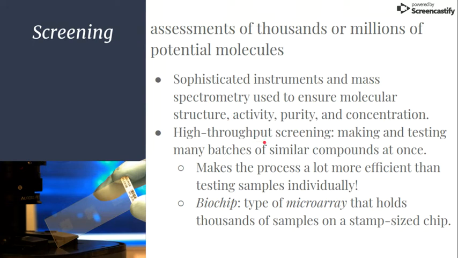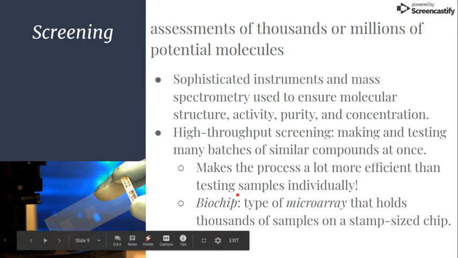High throughput screening, making and testing many batches of similar compounds at once, makes the process a lot more efficient than testing samples individually. Biochip is a type of microarray that holds thousands of samples on a stamp-sized chip.